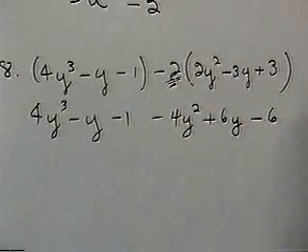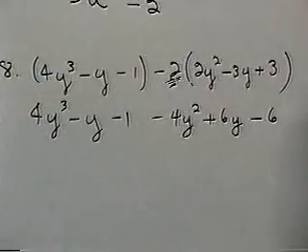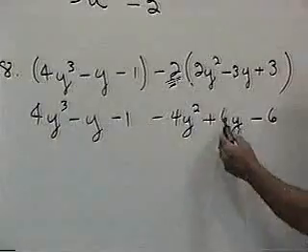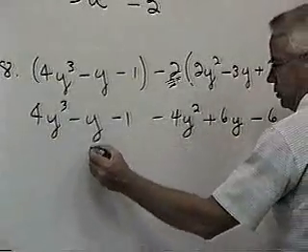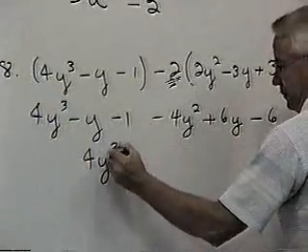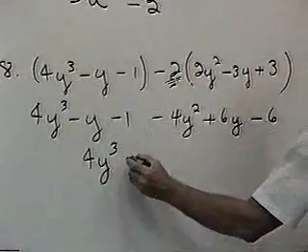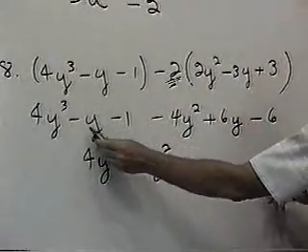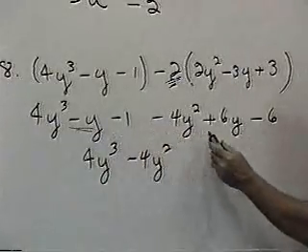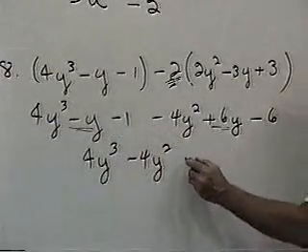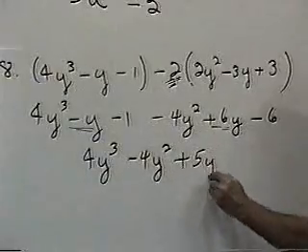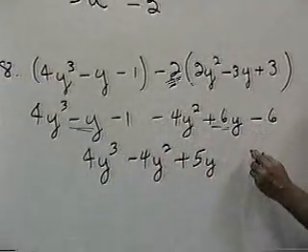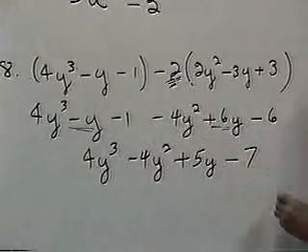And now we're ready to add apples to apples, oranges to oranges. Okay, we have 4y cubed, don't have any y cubes, so we just write that down. We've got a minus 4y squared. And now we have some y's to add. We've got a minus y here and a plus 6 of them here. So that's 5 of those. And then we have a minus 1 and a minus 6 added is a minus 7.